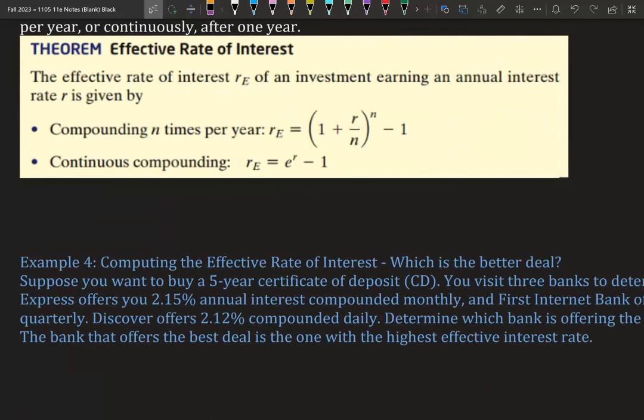Effective rate of interest. The effective rate of interest, R sub e, of an investment earning an annual interest rate R is given by, so we have two. We have compounding effective rate of interest and continuous compounding. If you're compounding a certain number of times per year, our effective rate of interest is (1 plus R over n) to the power of n, minus 1. And if we're compounding continuously, it's e to the power of R minus 1.